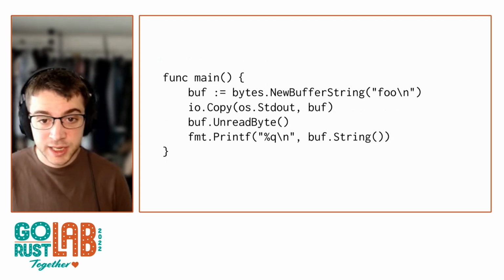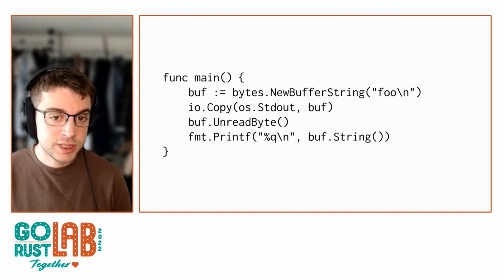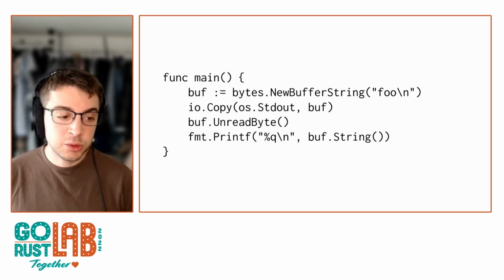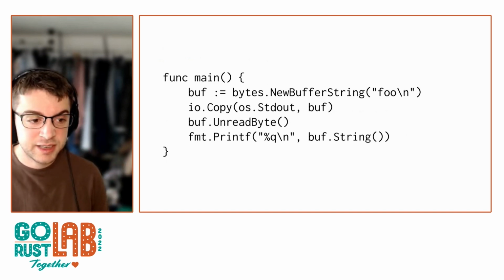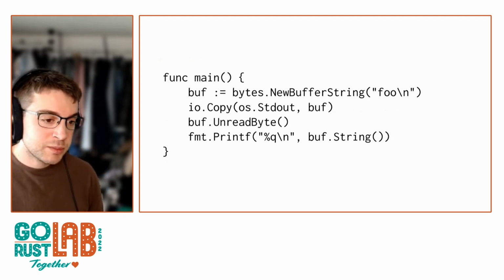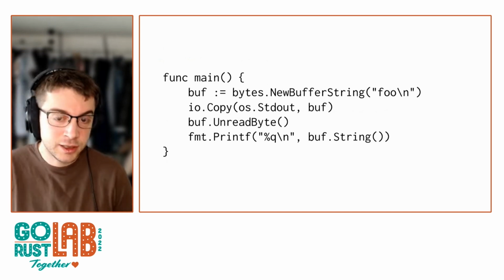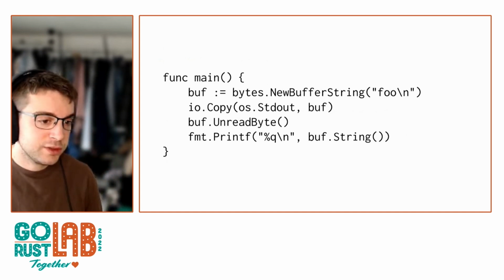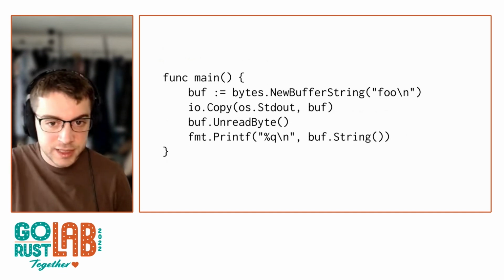This code doesn't check any of the errors, because a reasonable person would say, well, copying to standard output shouldn't fail. And if it fails, something went horribly wrong anyway. And unreading the last byte of the buffer should also be fine, because I literally just read from it. So it should be fine. There's nothing fancy going on here.